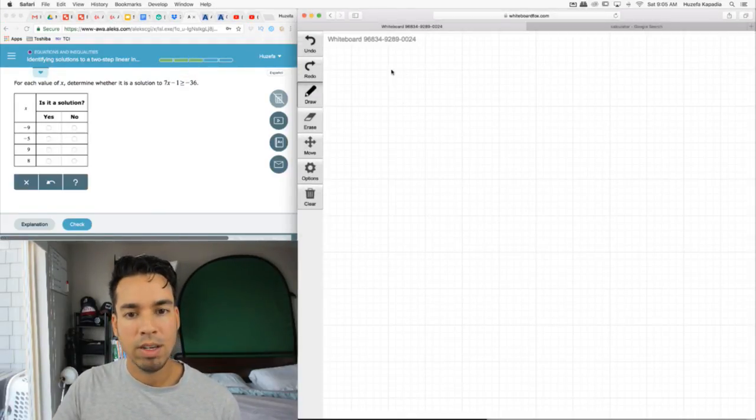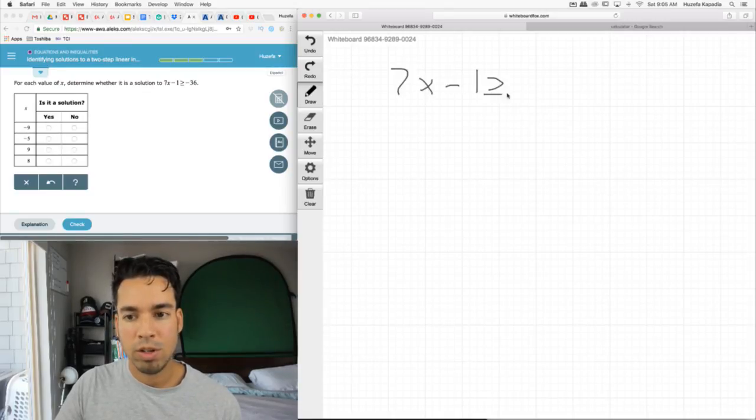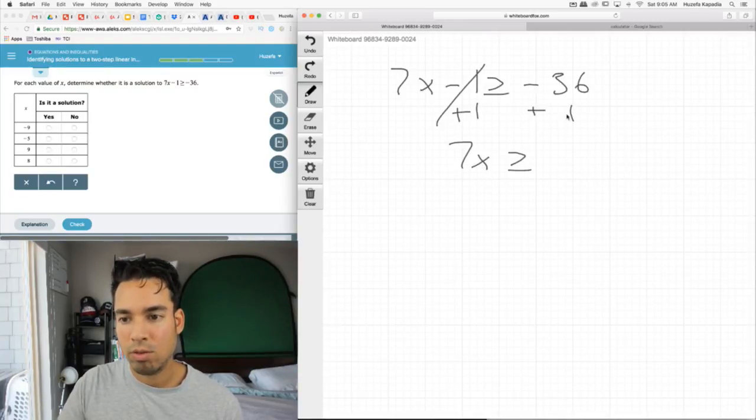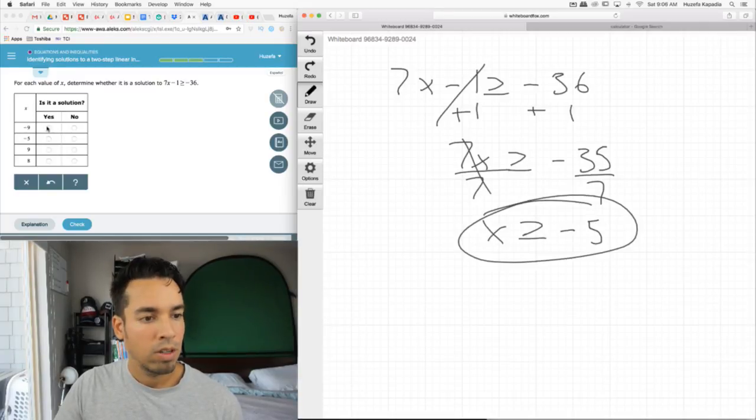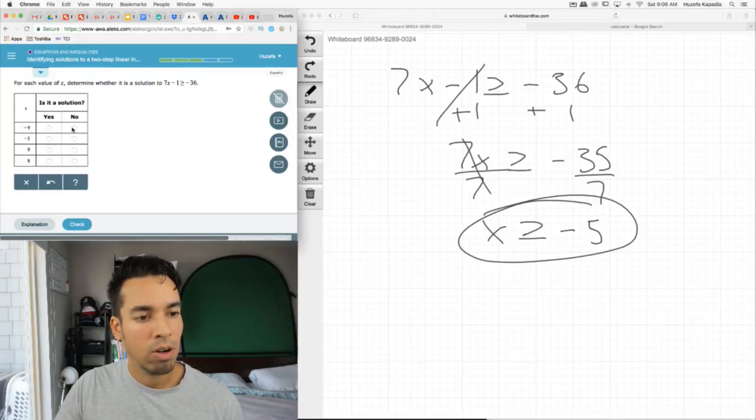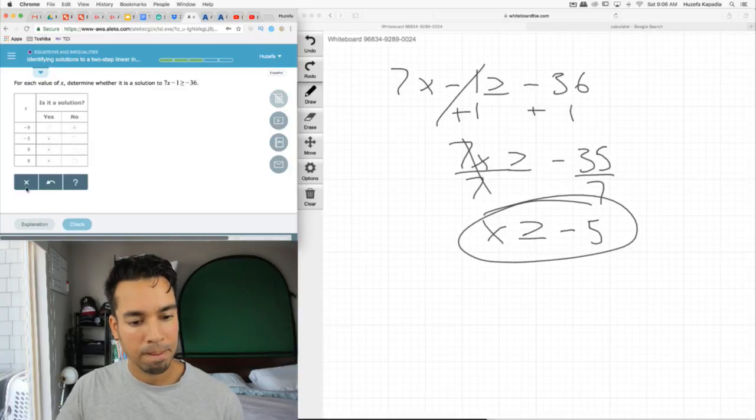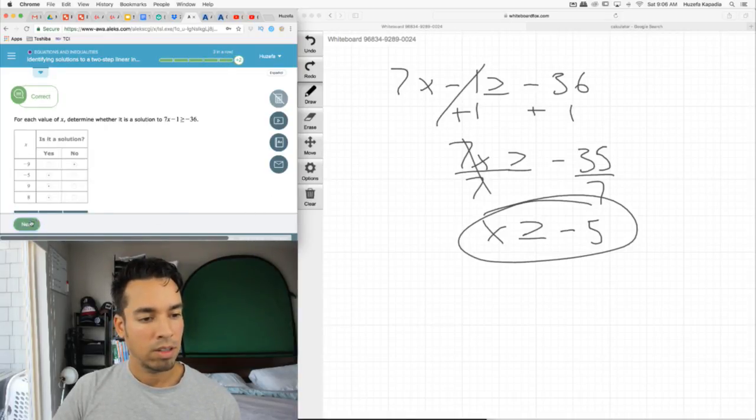Last but not least, we've got 7x minus 1 is greater than or equal to -36. Let's isolate x. So I'm going to add 1 to both sides. 7x is greater than or equal to -36 plus 1, which is -35. Then we'll divide both sides by 7. We get x is greater than or equal to -5. Is this greater than or equal to -5? No, it's less than -5. This is greater than or equal to, it's equal to -5. That's a solution. That's a solution. That's a solution. These all satisfy that. All right.